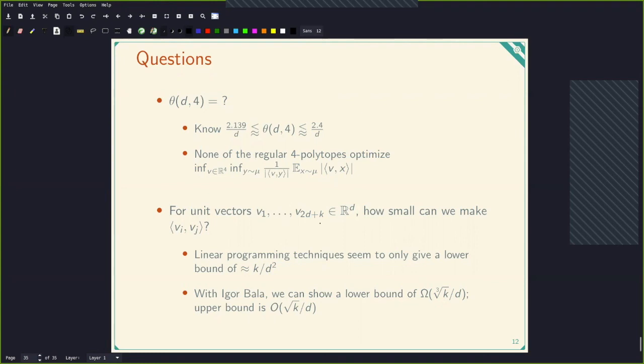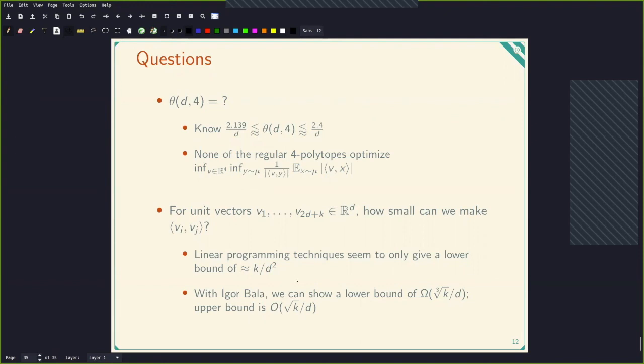So now we'll say that we have k extra vectors compared to 2d to force this inner product to be positive. So as far as I could tell, I threw it into my computer a bit, but the Delsarte linear programming techniques seem to only be able to prove a lower bound on this problem of roughly k over d squared. But with Igor Balla, who I think is still at ETH Zurich, we can actually prove a lower bound of some constant times the cube root of k over d, which is changing this d squared into a d. And the upper bound we have is some constant times square root of k over d, which comes from this problem right here.